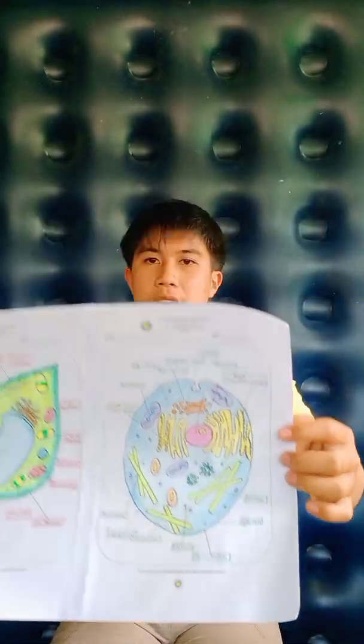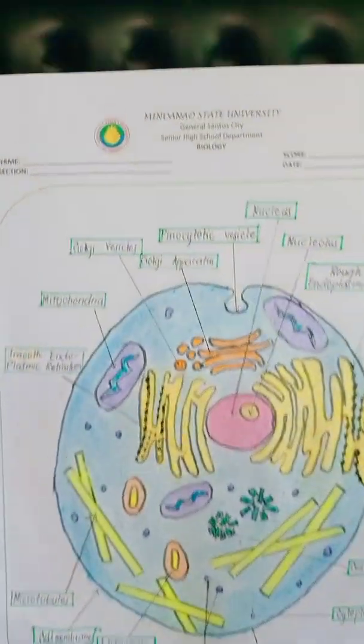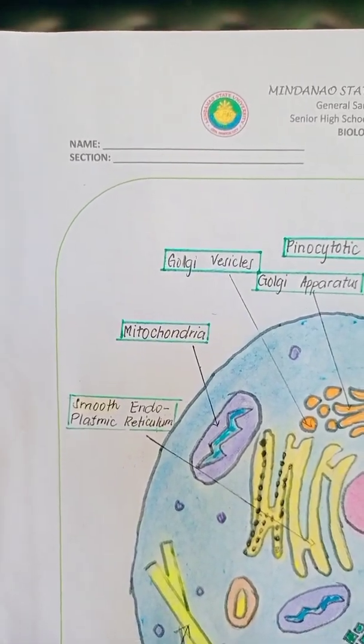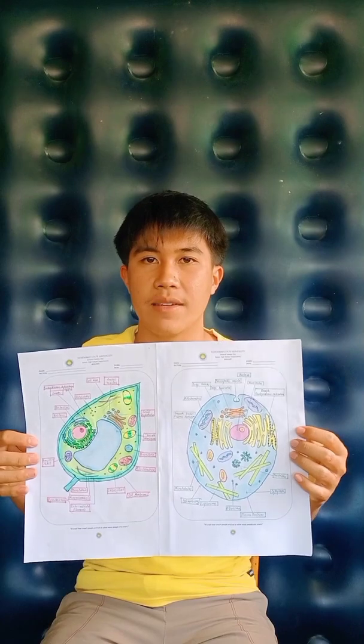So the next one is the mitochondria. It is present in both plant and animal cells, and here it is. And the other one is here. Mitochondria is considered the powerhouse of the cell because of its function, which is making adenosine triphosphate or ATP. It is the cell's main energy-carrying molecule na ginagamit sa lahat po ng reaction na ginagawa ng cell.